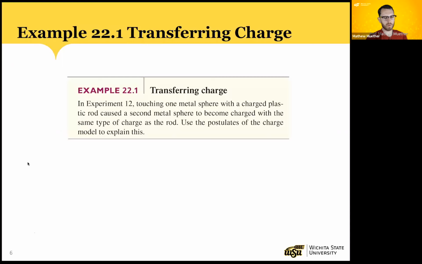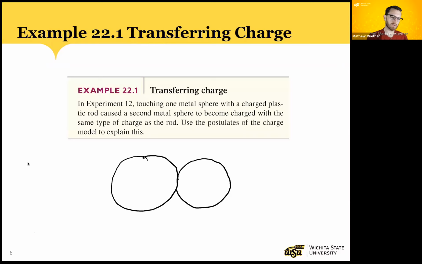It says in experiment 12, which is listed in your experiment, touching one metal sphere with a charged plastic rod causes the second metal sphere to become charged with the same type of charge as the rod. How does this happen, essentially? Okay, so what is this experiment? I had two metal spheres that were in physical contact with one another. They were conductors. And then I'm going to take a rod that has some excess positive charge, and I'm going to touch it down to this sphere.